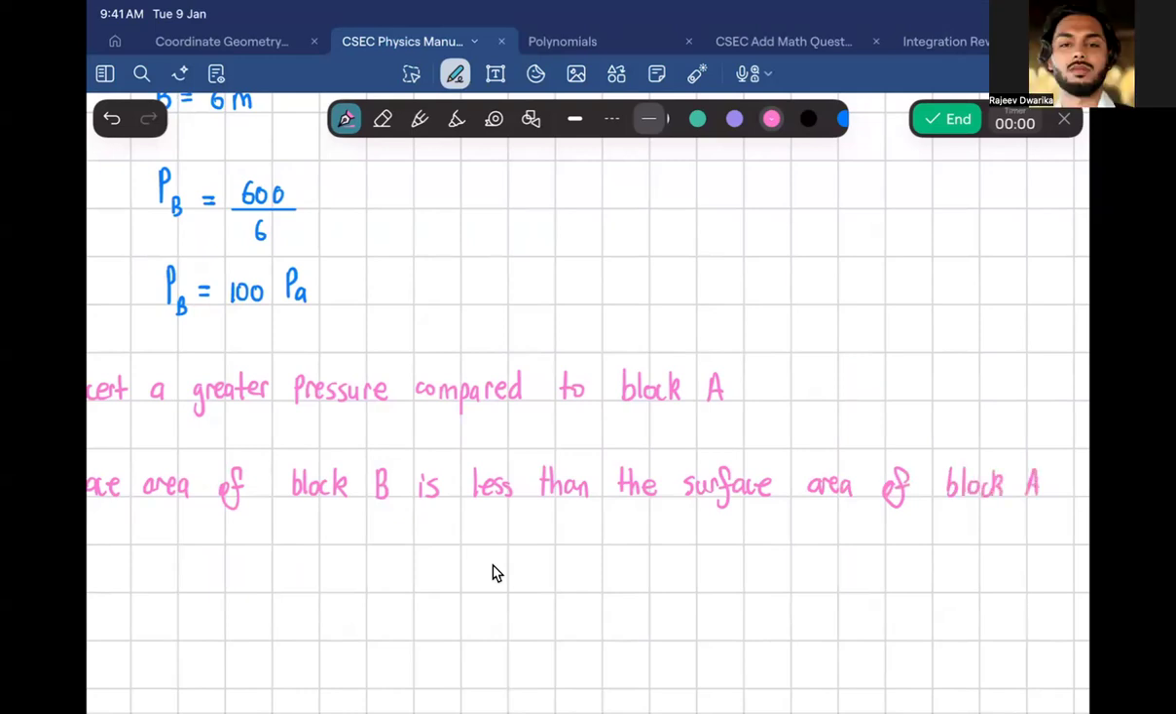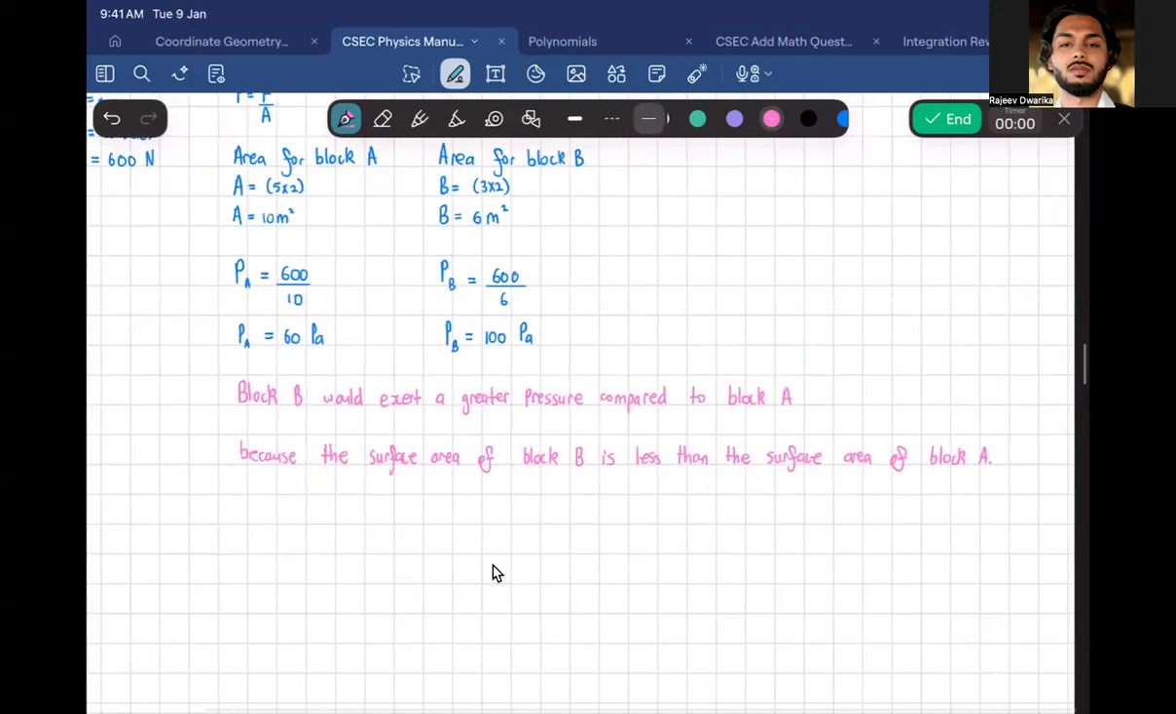So Jadon, the specific reason you'd have had to talk about the area. So block B would exert a greater pressure compared to block A because the surface area of block B is less than the surface area of block A. It has to do with the area, right? If something has less area, pressure will be more. Understand? Yeah.